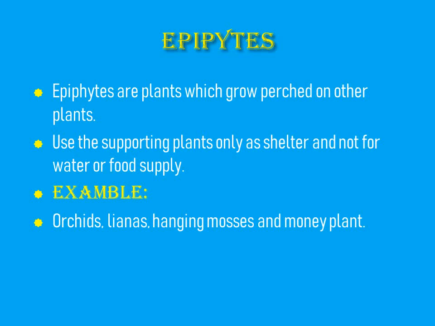So it's a supporting plant, only a shelter, not for water or food supply. Example: orchids, lianas, hanging mosses, and money plant. If you know the money plant, without another supporting plant it cannot stand erect, but it can prepare food and everything. So such a type of plants are called epiphytes.